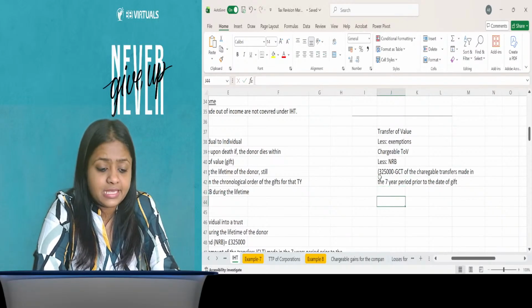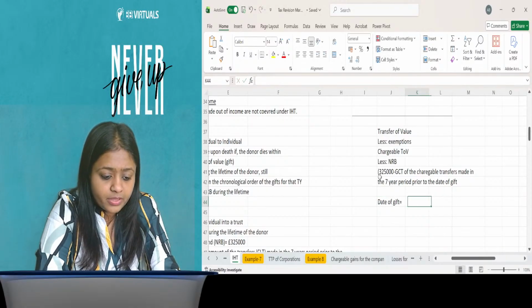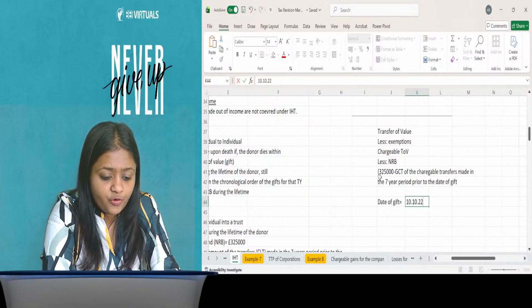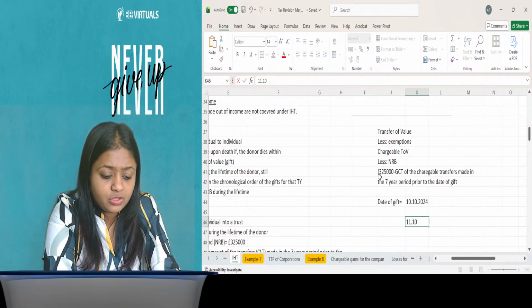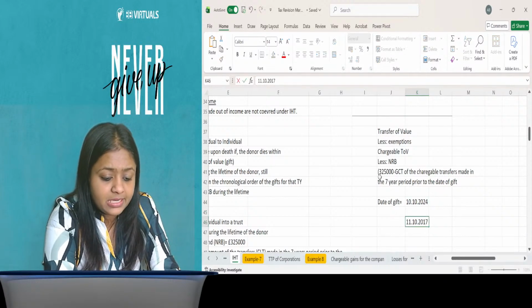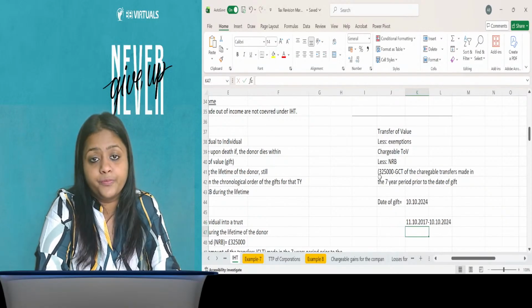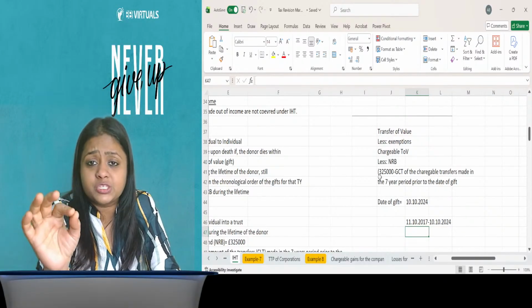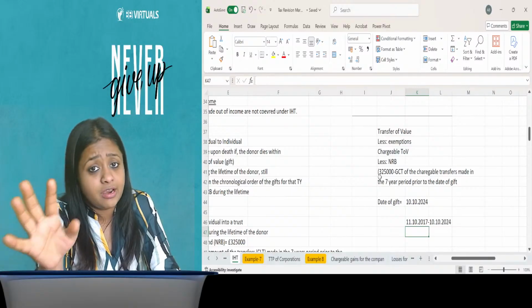That simply means, let's say my date of gift is 10th October 2024. Then please see the 7-year period. It will start from 11th October 2017 and go on till 10th October 2024. Now for this period, if there is any chargeable transfer made in a lifetime, the chargeable transfer will be what? CLT transfers. Clear?